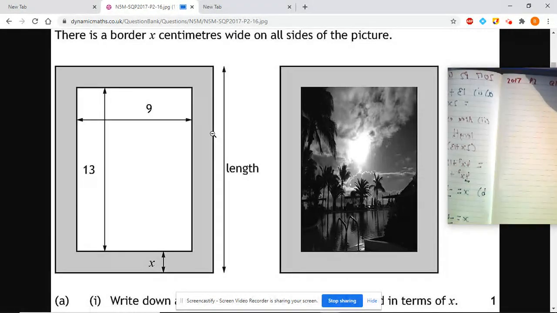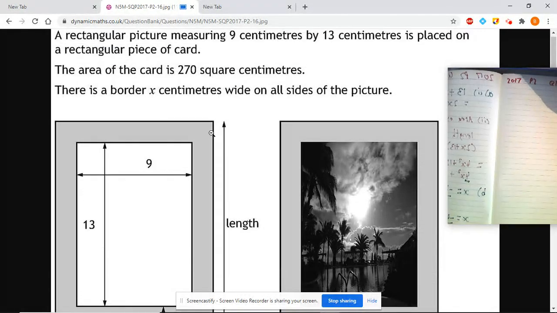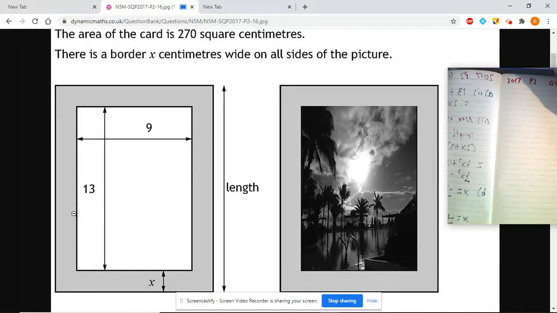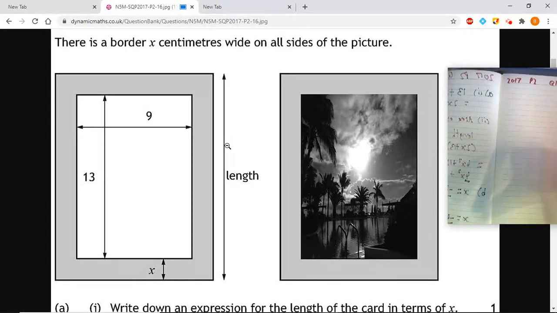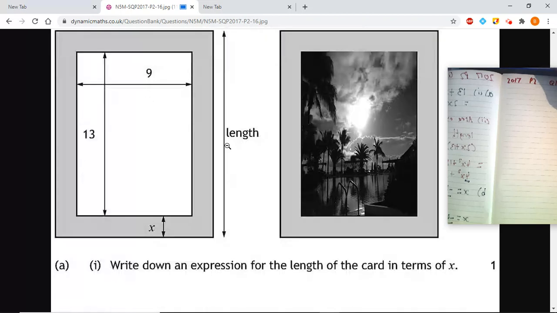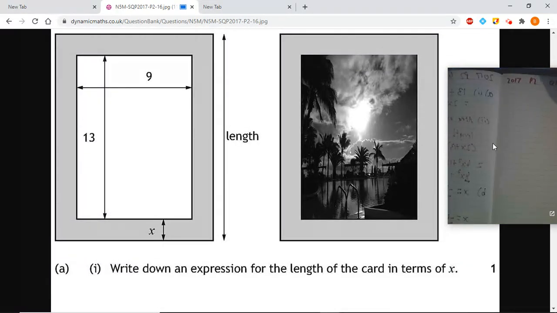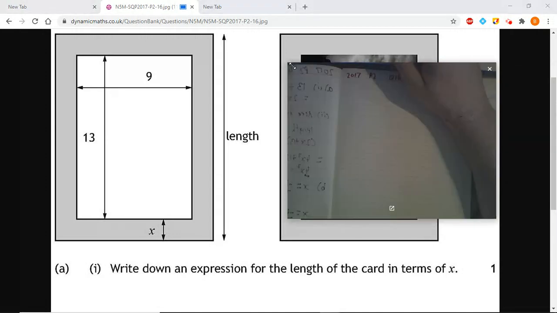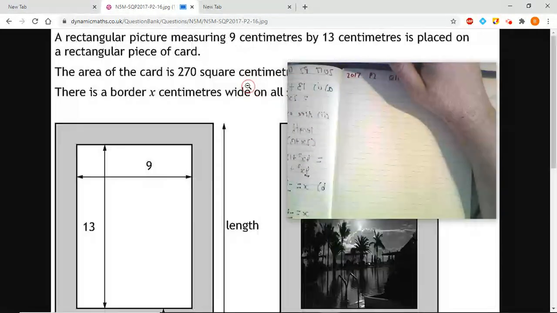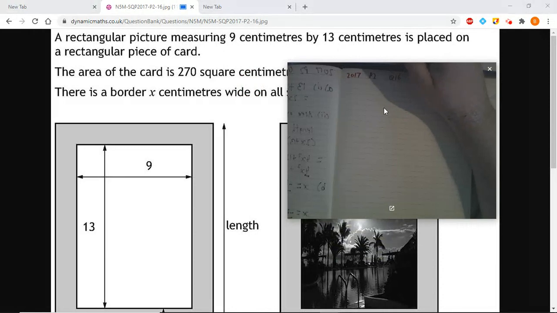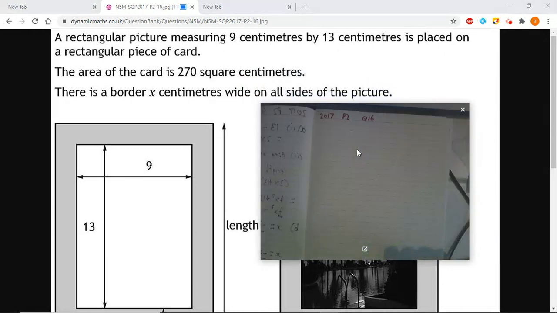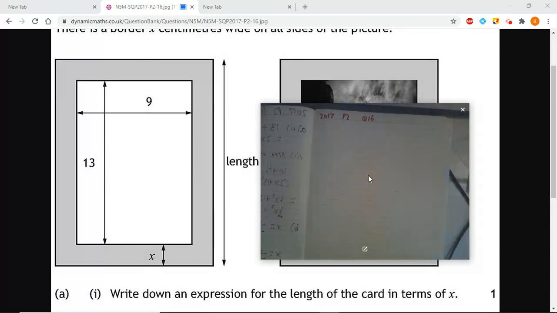It's always x wide. The other thing to note is we're told the area of the entire piece of card. So we're told the area, the length times the width. So that's interesting to note at this stage, that this is going to be a question that involves area in some way. The very first part of this question says, write down an expression for the length of the card in terms of x. Okay, so let's have a look at that.